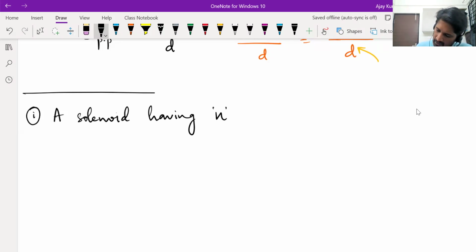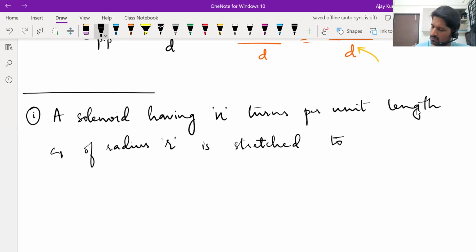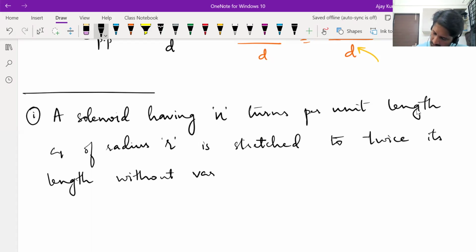A solenoid having small n turns per unit length and of radius small r is stretched. Let's say it is stretched to twice its length without changing the radius, or without varying its radius.